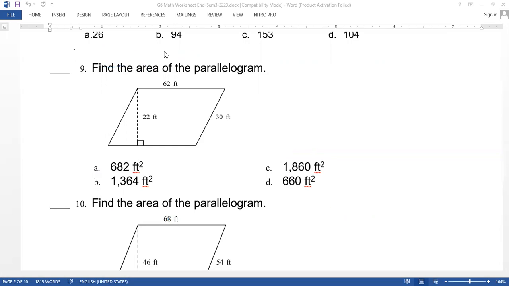Question number 9. Find the area of the parallelogram. Guys, as you remember, the area of a parallelogram is base multiply height. So this is the base or this is the base. Now, the base and the height, as I mentioned, should be perpendicular. So the base, this or this. And so we multiply 62 by 22. We ignore 30 because 30 is not the base or the height.